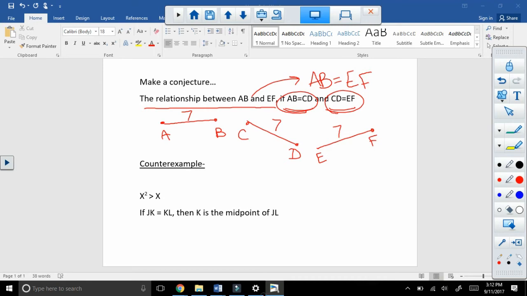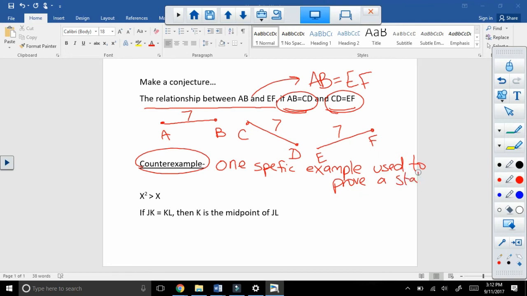Okay? It's really hard to prove things that are true, but it's really easy to prove things are false, because all you need to prove something is false is one counterexample. So a counterexample is one specific example that you can use to prove something is false. Used to prove a statement is false.